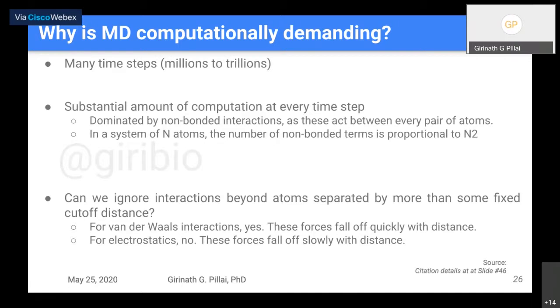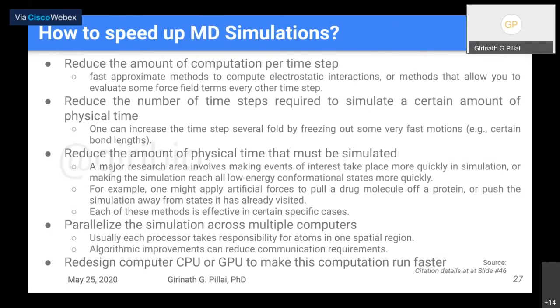It has some issues. For van der Waals interactions, yes, because these forces fall off quickly with distance, but for electrostatics, no, these forces fall off slowly with distance. So that is why MD is computationally very demanding. Now, how to speed up these MD simulations?